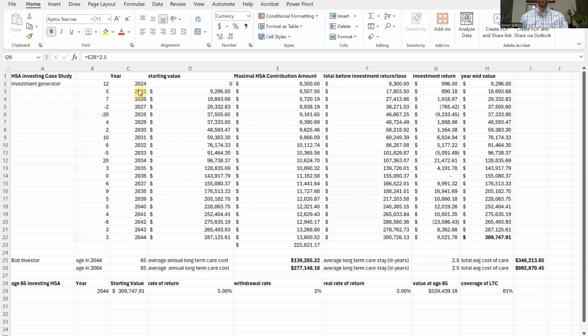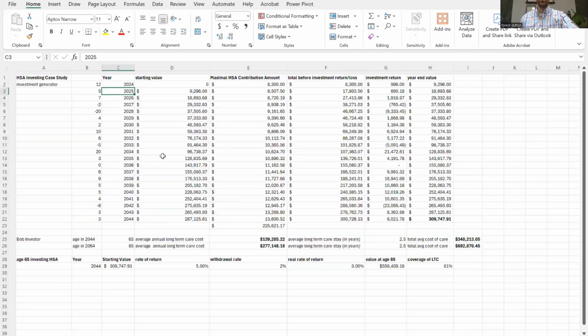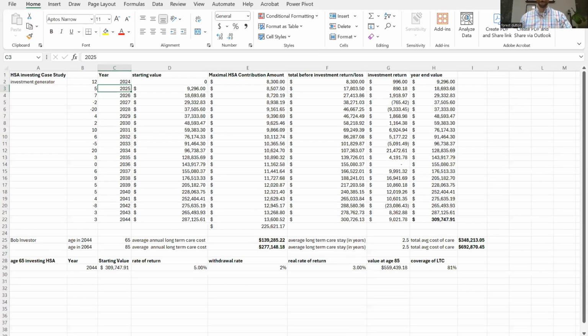So what I'm going to do here is share my screen and go through an example of why you should invest in your HSA. All right, so what you're looking at here, and I'm going to zoom in, is an example over the course of 20 years, basically. Let me zoom out for a second. That's too much. All right, so over the course of 20 years, you're going to see these HSA values grow.